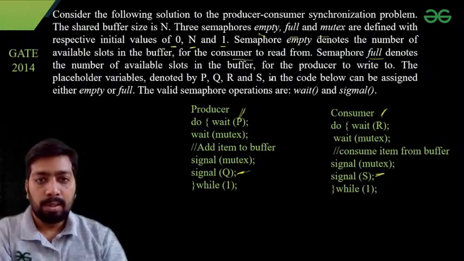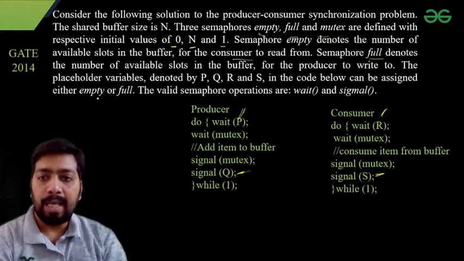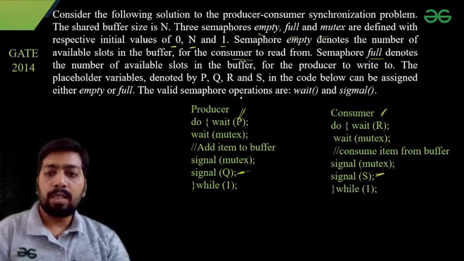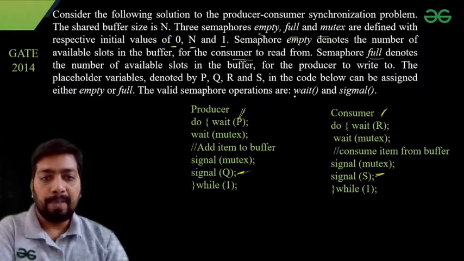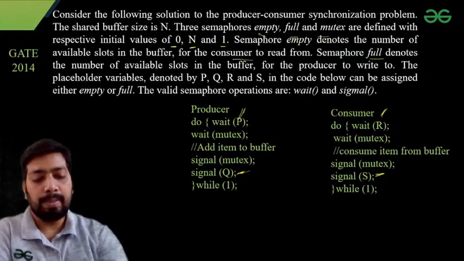There are 4 PQRS in the code below, which can be assigned either empty or full. The valid semaphore operations are wait and signal. So let's see what can happen.